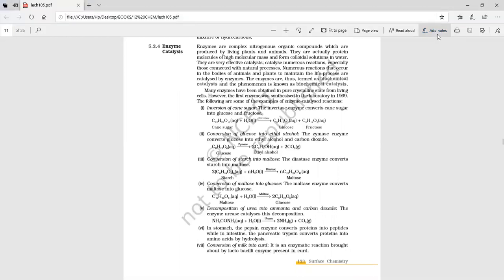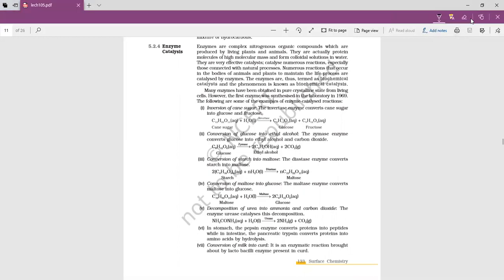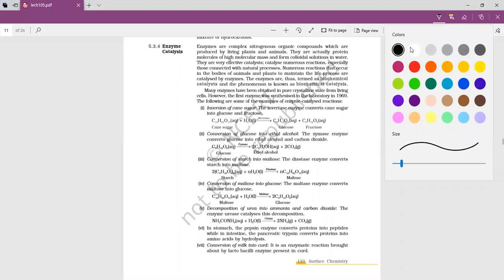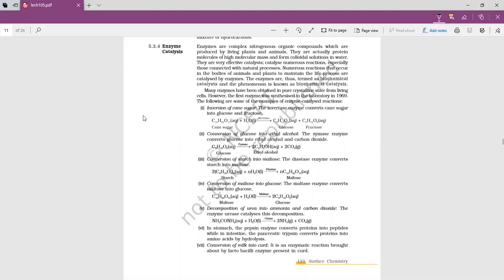Just like the properties of catalysts, the enzymes also work in a very specific manner for a particular substrate. Just like for every lock, there is a specific key. Any other key cannot open that particular lock. Similarly, enzymes also have a specific substrate on which it works. So based on the type of substrate on which the enzyme works, its name is kept.